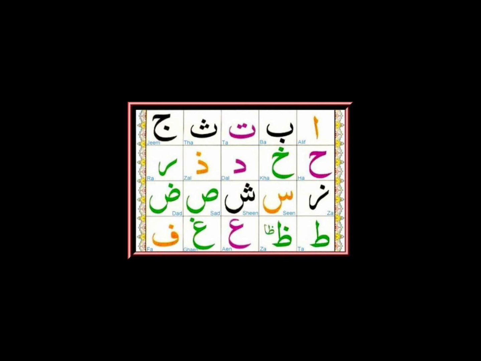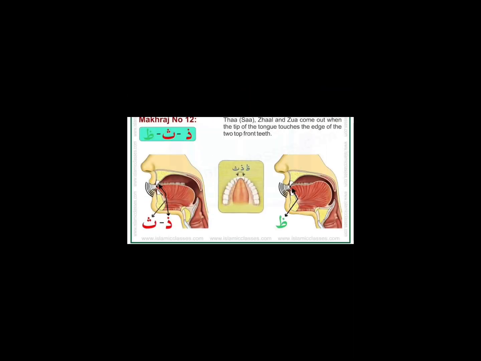Let me show you origin of Za. Za pronounced as start using tip of tongue, touching tip of front two teeth. One more time. Start using tip of tongue, touching tip of front two teeth. From here we pronounced Za. Read it with me.